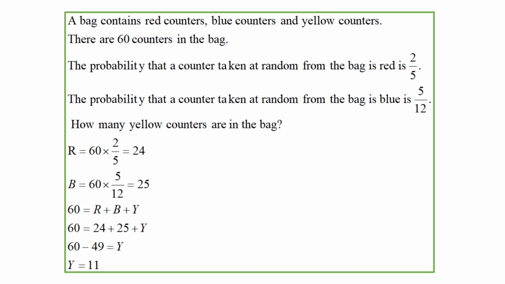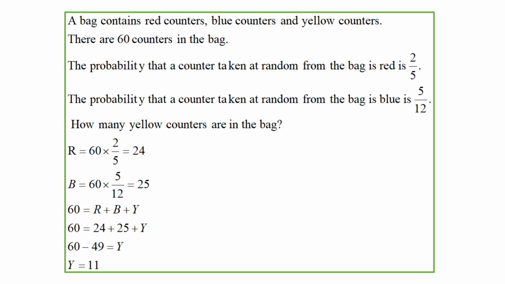To do this without a calculator, let's break it down. First, we divide 60 by 5, which gives us 12. Then, we multiply that result by 2, which gives us 24. So, there are 24 red counters in the bag.